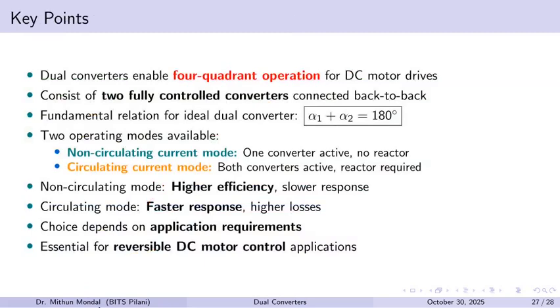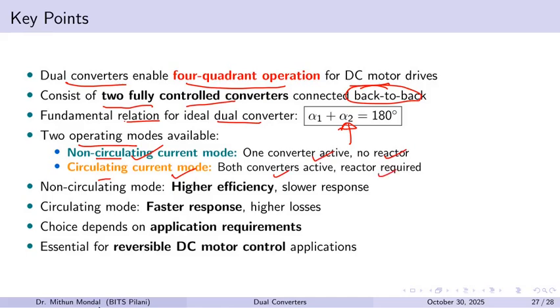So let us revise what we have discussed. Dual converters enable 4-quadrant operation for DC motor drives. It basically consists of two fully controlled converters connected back to back. The fundamental relationship of any ideal dual converter is alpha 1 plus alpha 2 equals 180 degree. There are two modes of operation: one is non-circulating and another is circulating current mode. In the non-circulating mode, one converter is active and no reactor is required. In the circulating current mode, both the converters are active.